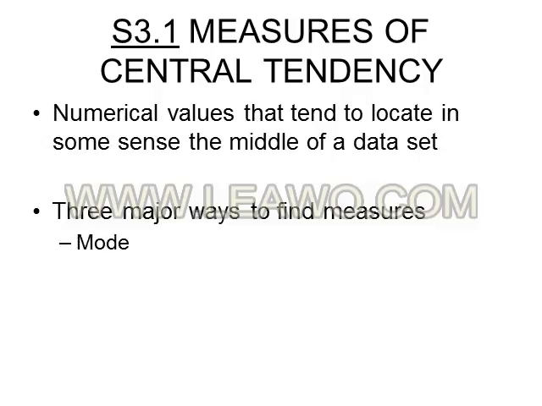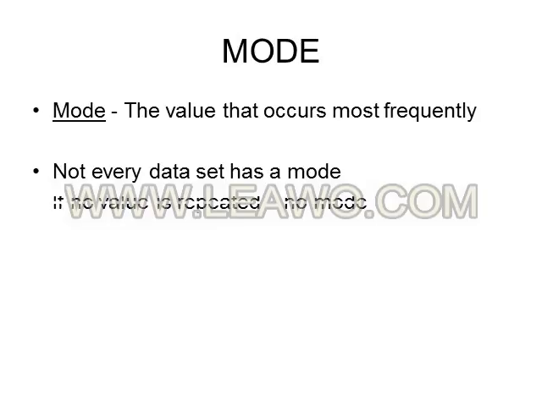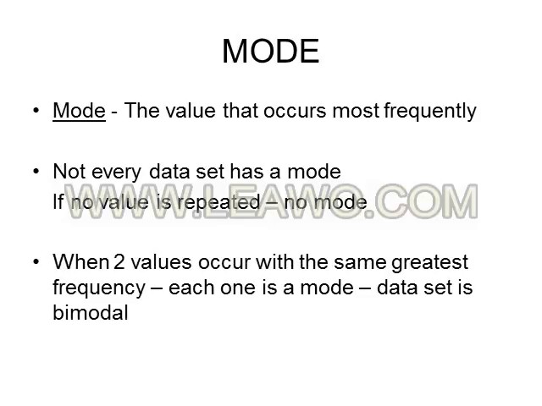The first is the mode. Second is median, and finally the mean. The mode simply means it's the value that occurs most frequently. Now, not every data set has a mode. If no value is repeated, then there is no mode. When two values occur with the same greatest frequency, each one is a mode. That means the data set is bimodal, so you will list both of those values.